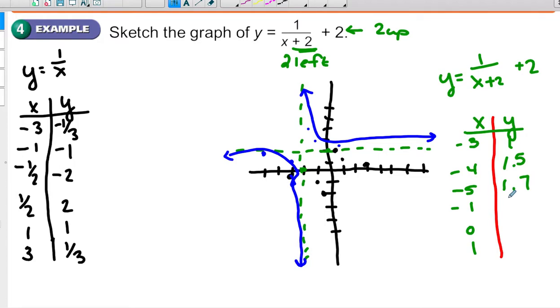And then -1 plus 2 is 1. 1 over 1 is 1. 1 plus 2 is 3. 0 plus 2 is 2. 1/2 plus 2 would be 2.5. 1 plus 2 is 3. 1/3 plus 2 would be 2.3.